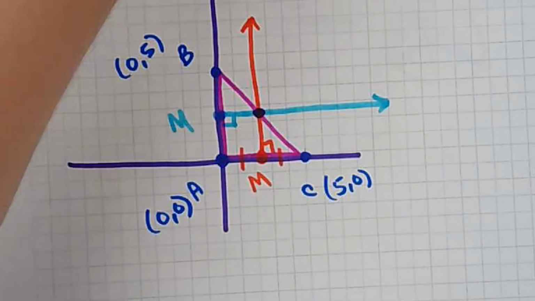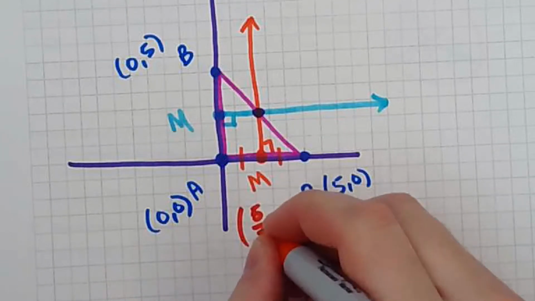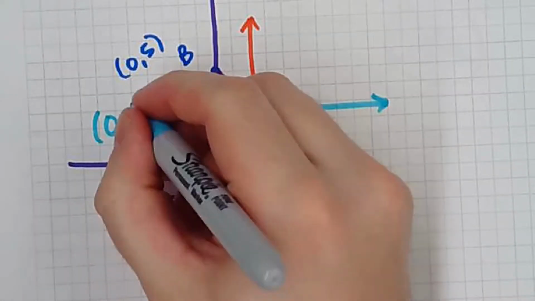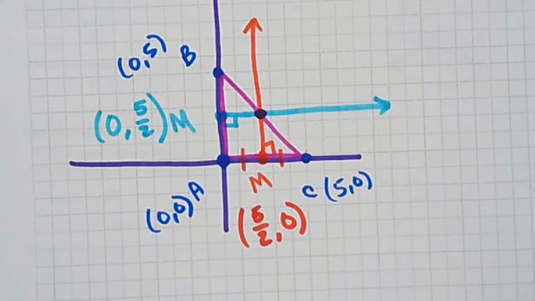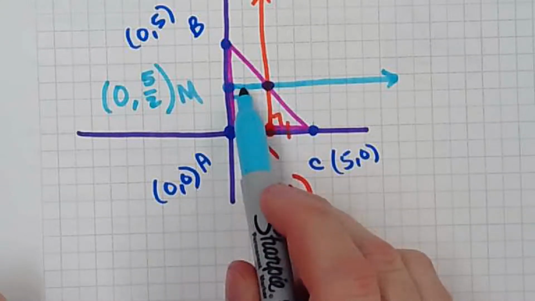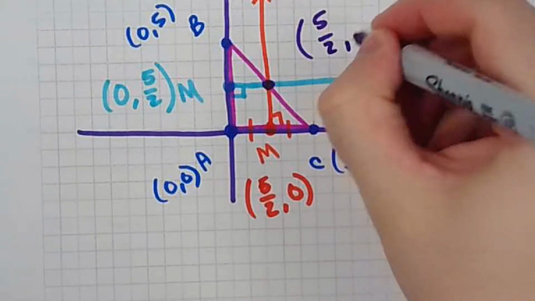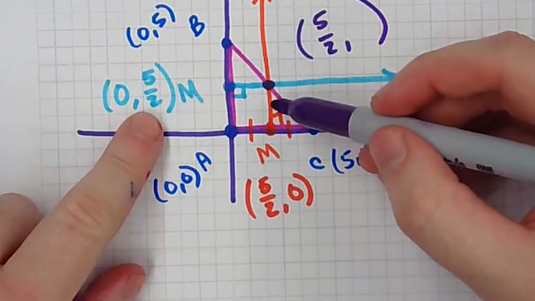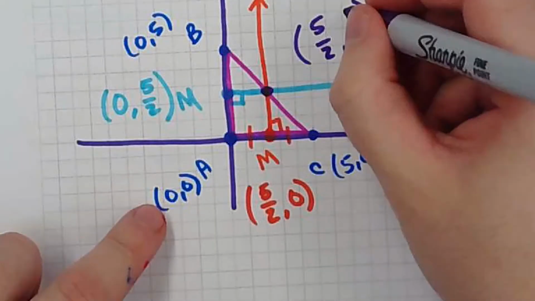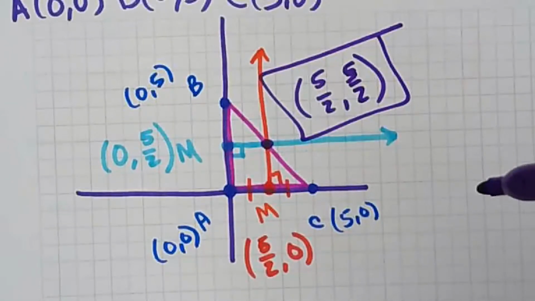Now, the midpoint for this side was at 5 halves, or 2.5, comma 0. And the midpoint for this side was at 0, 5 halves as well, or 2.5. So the intersection of those points, well, from here to here is 5 halves. So this point is over 5 halves in the x direction. So its coordinate is 5 halves, comma. And how far it is up is also 5 halves. It's 5 halves above, the same distance as this. So its coordinate is 5 halves, comma 5 halves. And that's the circumcenter for this triangle.